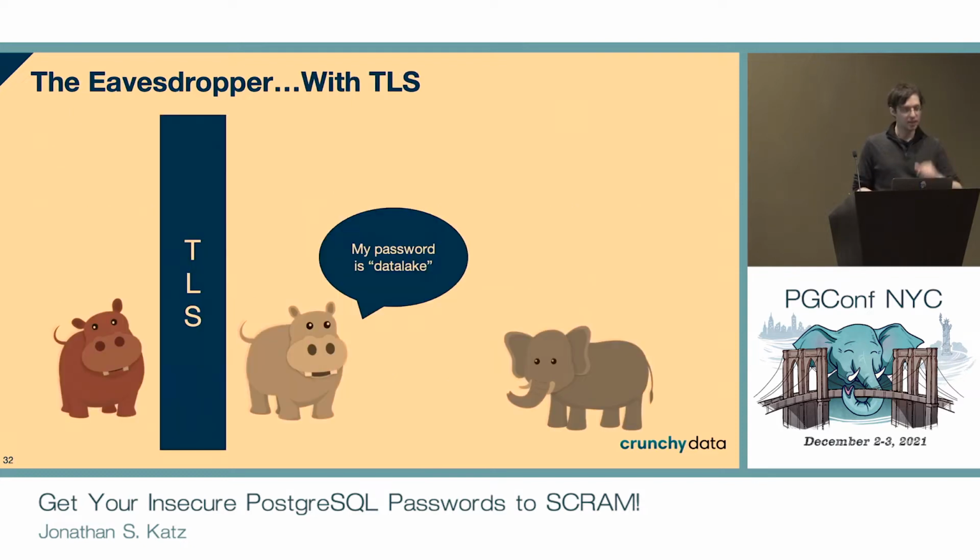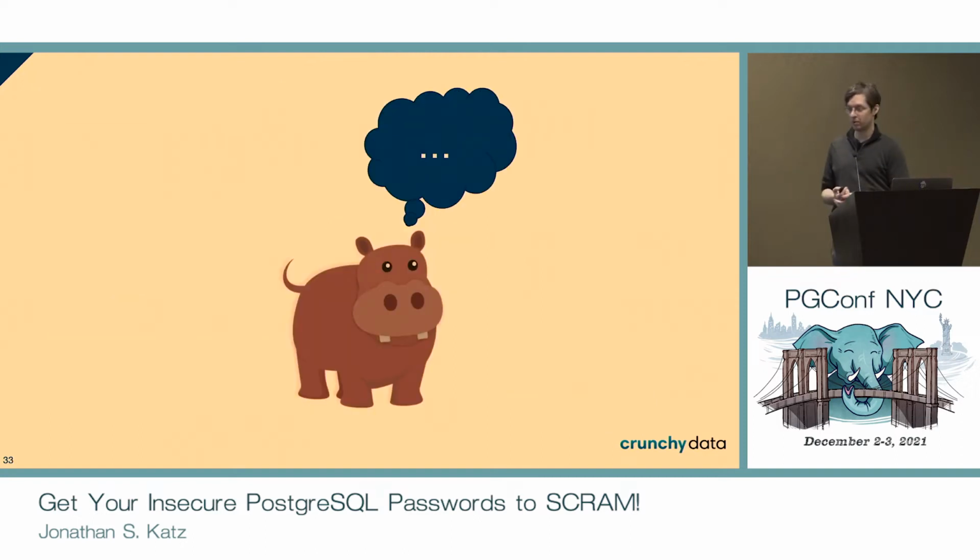The idea with TLS is that it essentially puts a wall between Red Hippo and GreyHippo. Red Hippo can't eavesdrop the password anymore. So it seems like plaintext would work, right? There's no reason to have dropped it in Postgres 12.